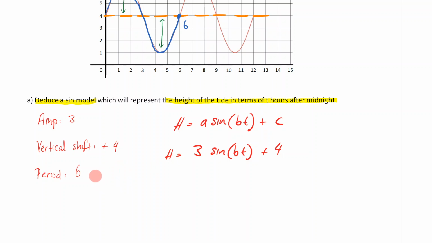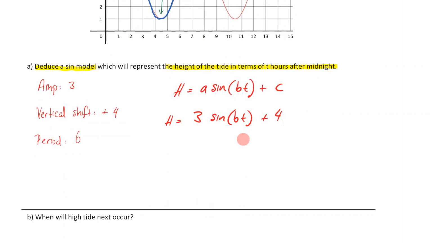Now we need to figure out what this B is going to be. It's not as easy as just chucking 6 in here, because remember, the way in which you find the period of something, if you've got the coefficient of t, is you go 2 pi over b, and that gives you the period. So in this case, we know it's going to be 6. So therefore, we need to solve for b. So that means b is going to be what? It will be 2 pi on 6, which is pi on 3.